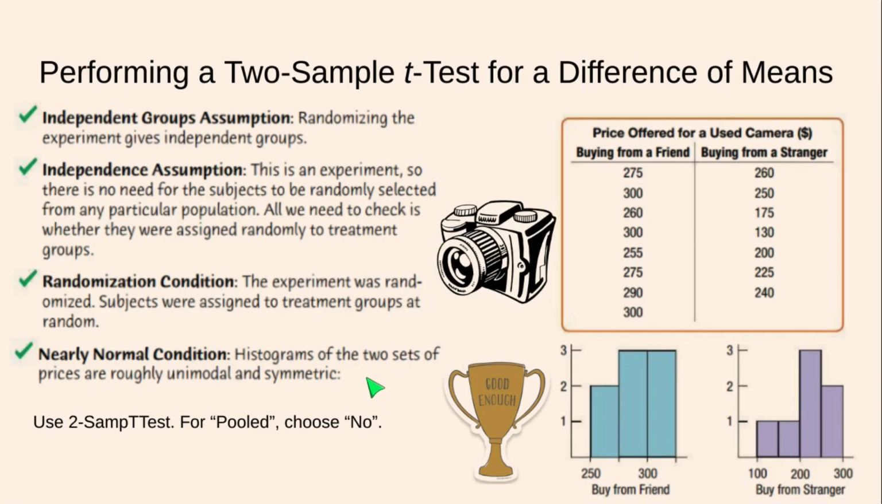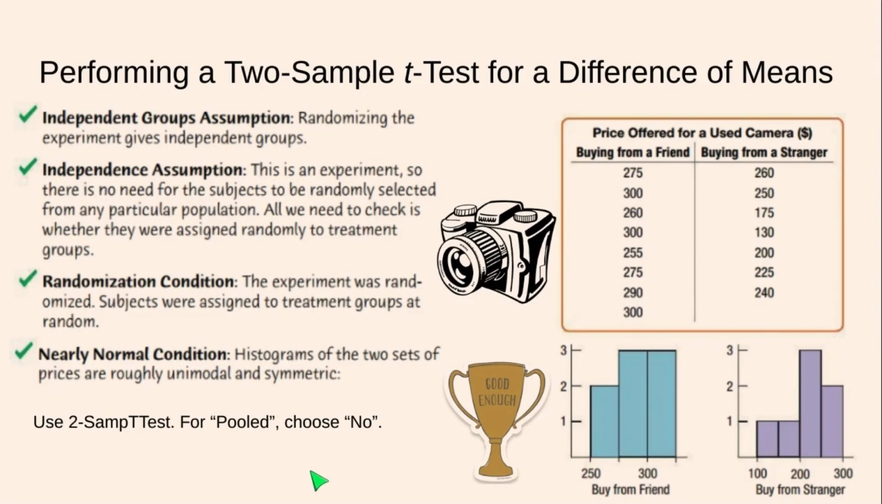And the nearly normal condition, this is definitely the most questionable condition of the group, because over here is our first histogram, and I guess that's good enough. I guess that's unimodal and symmetric. I feel guilty saying that's unimodal and symmetric, but the show must go on. Buying from a stranger, okay, that's at least unimodal and makes a vague attempt at being symmetric. We've got a height of 2 over here, two heights of 1 over here. This is definitely in the category of good enough. And you know what? Whatever, the show must go on for the buying from a friend histogram. So whatever, here we go.